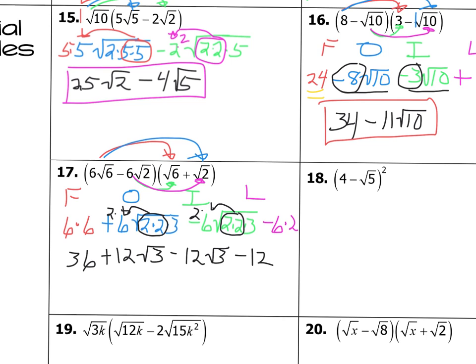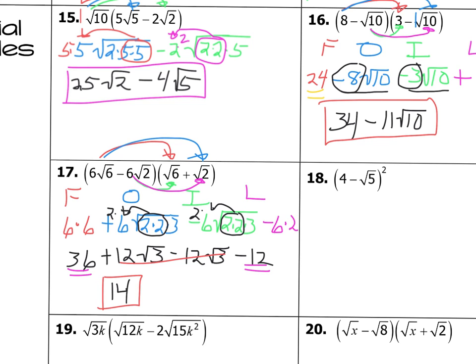Okay, so then we have one final set of like terms to go. And so notice that these are constants, so I can combine those. 36 minus 12 is 14. And then you'll also notice that these two here are opposite signs. I've got positive 12 rad 3's and negative 12 rad 3's. So they cancel out and we will just be left with 14.